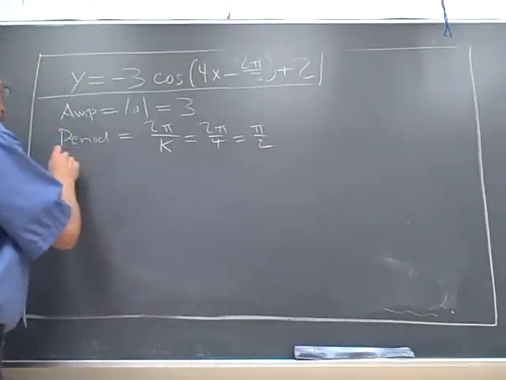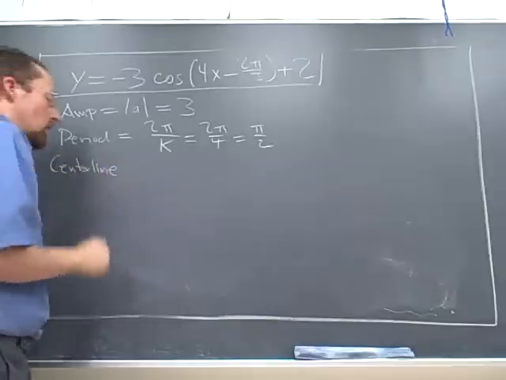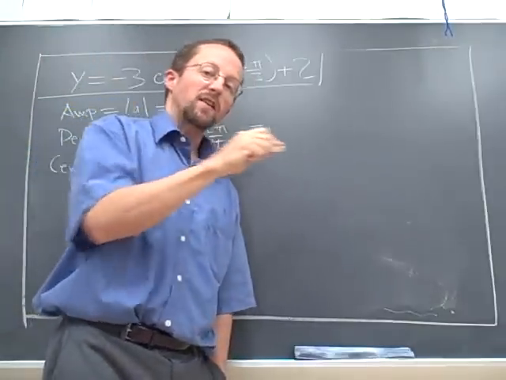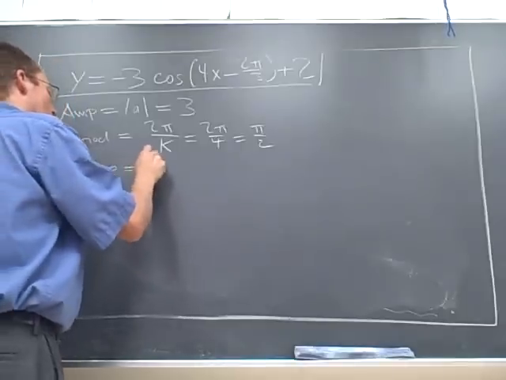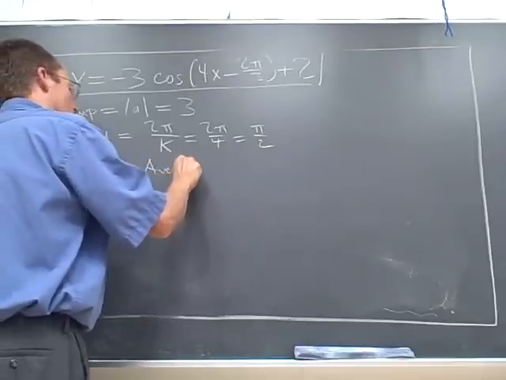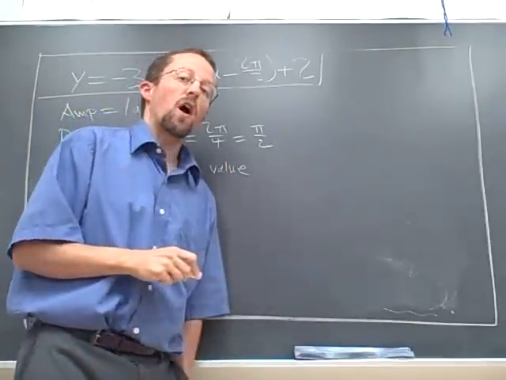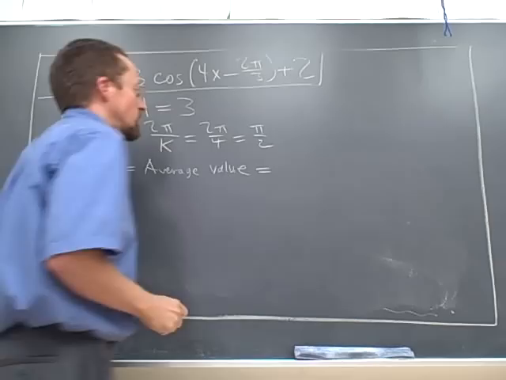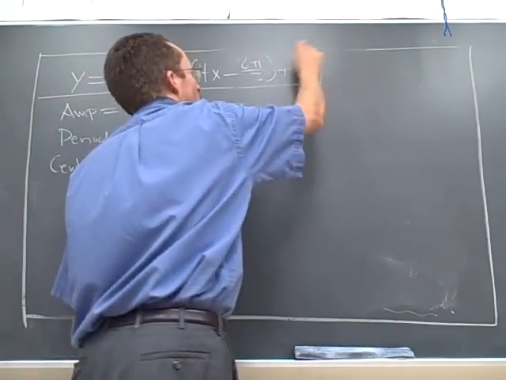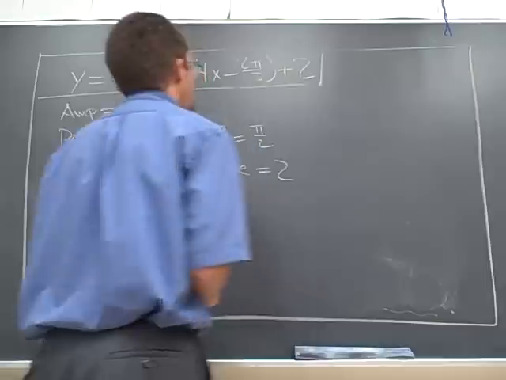And the center line, the thing that takes the place of the x-axis, and it's oscillating around that center, or the book has a very good term for that. That's really on average how high the function is if you look at one cycle. The nice thing about that is it's another one with no calculation required. It's just the vertical shift, and that's equal to 2.